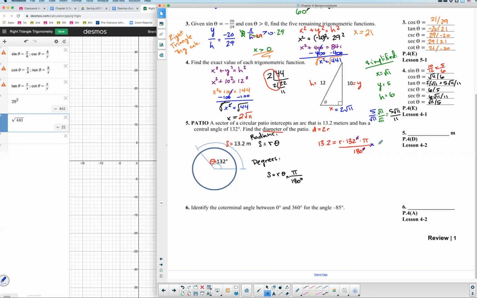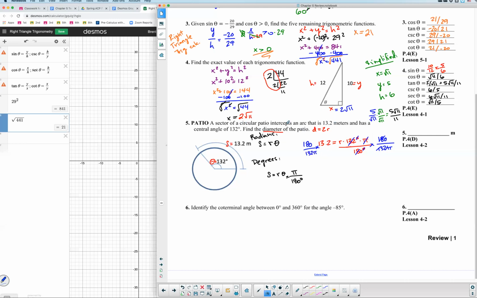So what I need to do is do the opposite here. I need to multiply by 180 and divide by 132 pi. That will simplify out the 132, the pi, and the 180. But if I do this on the right side of the equation, I need to also do this on the left. So we're going to multiply by 132 pi over here.